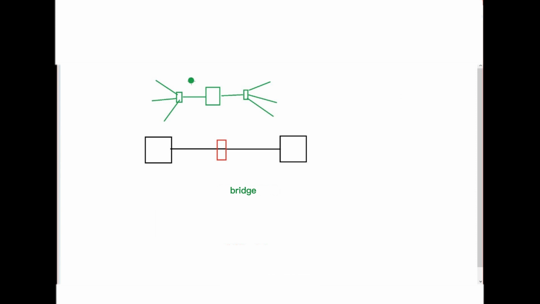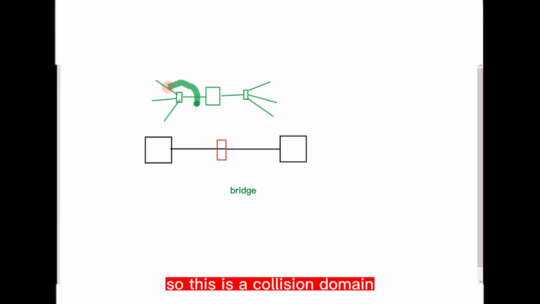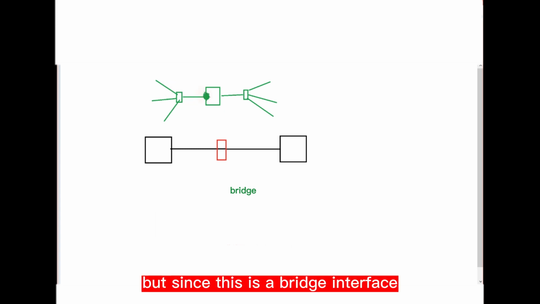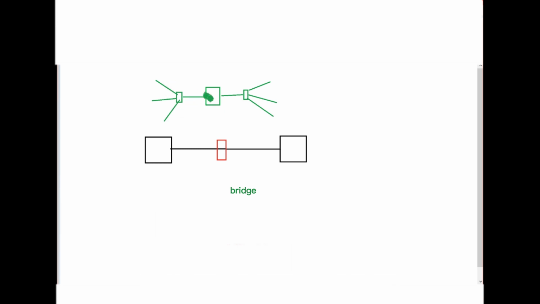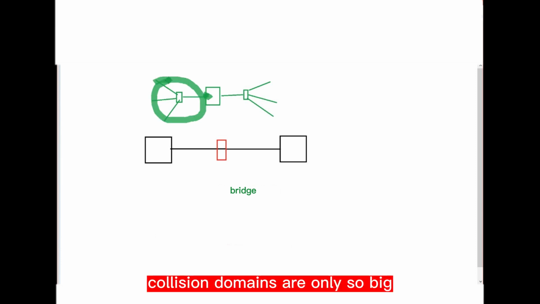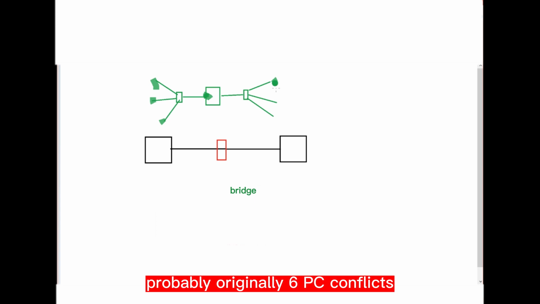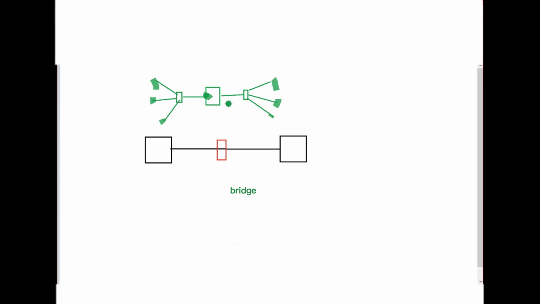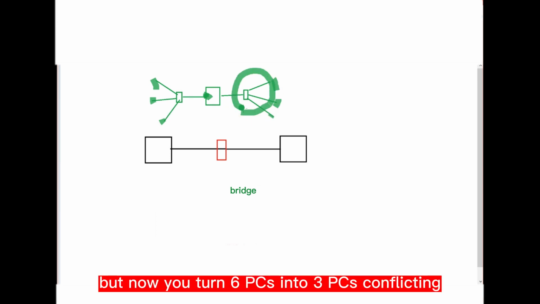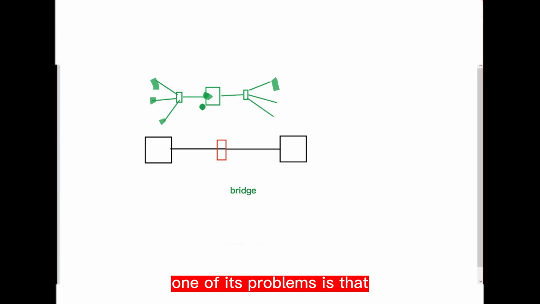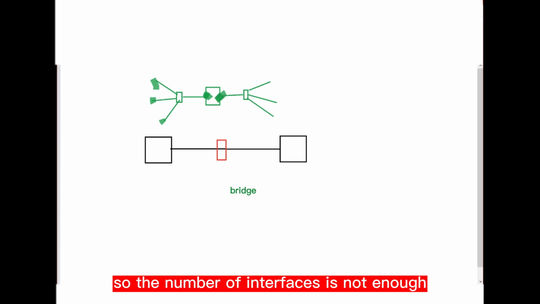You will find that because this is a hub, this is a collision domain. But since this is a bridge interface, the collision domains are only so big. Originally, 6 PCs might conflict, but now you turn 6 PCs into 3 PCs conflicting. One of its problems is that it has only 2 interfaces, so the number of interfaces is not enough.